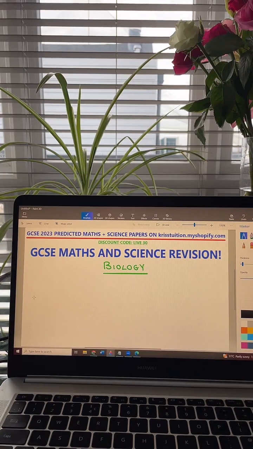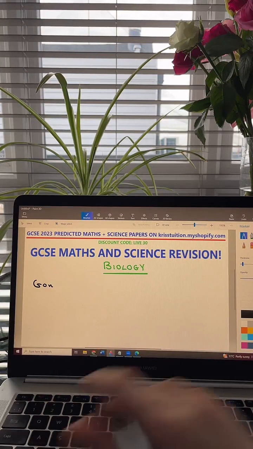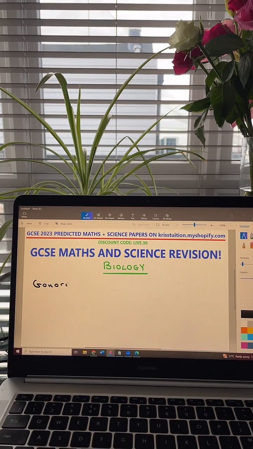Okay, so next one, gonorrhea. Spell it right. Gonorrhea is another bacterial infection that occurs in the human body. And gonorrhea is a sexually transmitted disease, so it's an STD. There have been quite a lot of cases quite recently, in the last few years, so it's important that people know how to control it as well.